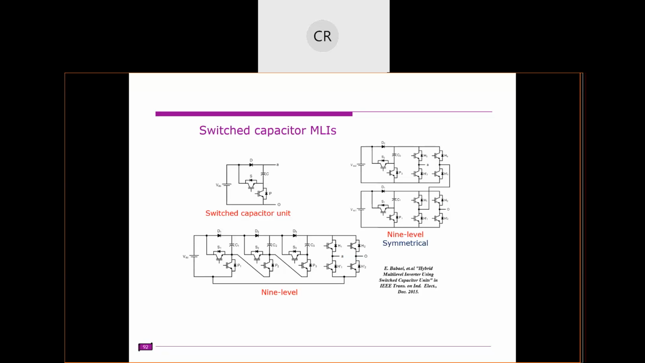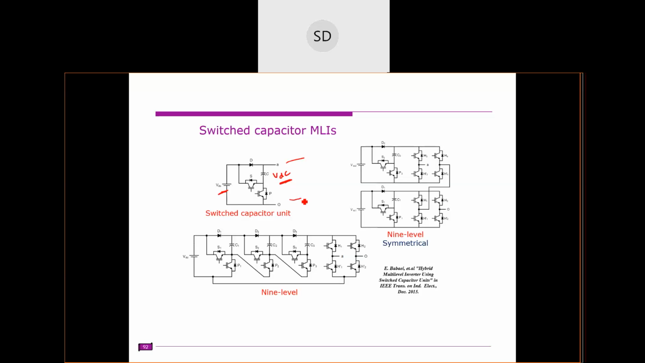In other words, the capacitor will come in parallel with the DC source, right? So whatever that capacitor is having, this capacitor is also now charged to VDC. Right, so now it looks like having two DC sources.